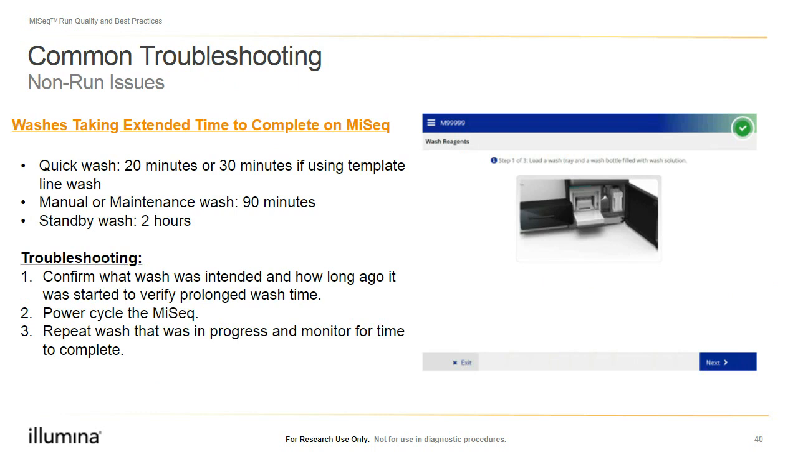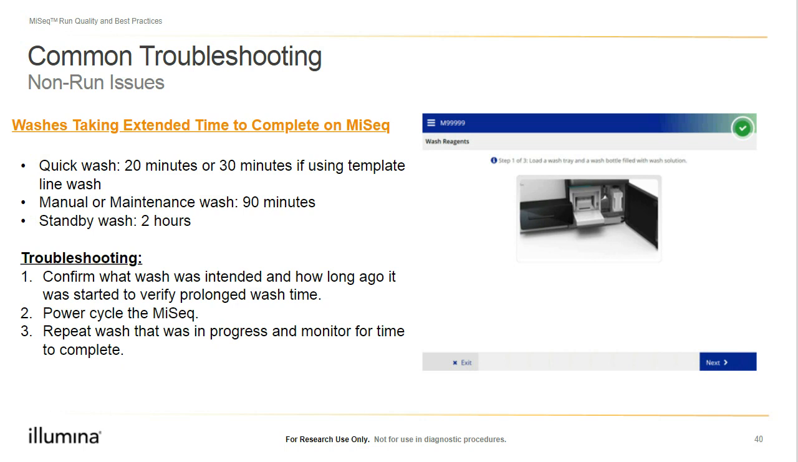Now that we've talked about some run setup and run performance related issues, let's talk about some non-run issues. To start, let's talk about washes taking an extended time to complete. The quick wash should take roughly 20 to 30 minutes. If we're using the template line wash, that's the 30-minute wash. Manual or maintenance washes take about 90 minutes, and a standby wash takes roughly 2 hours.